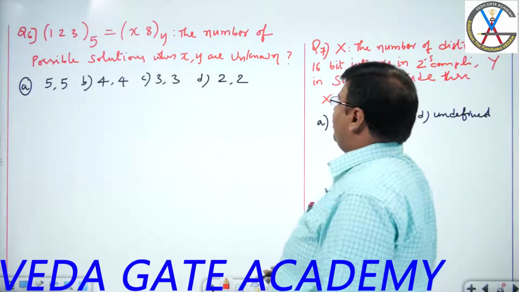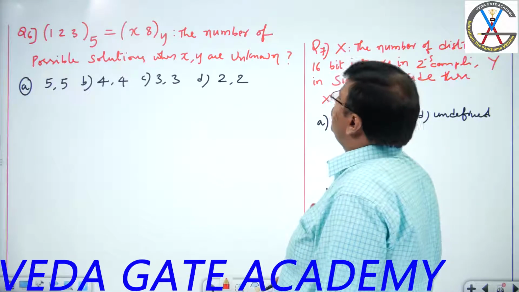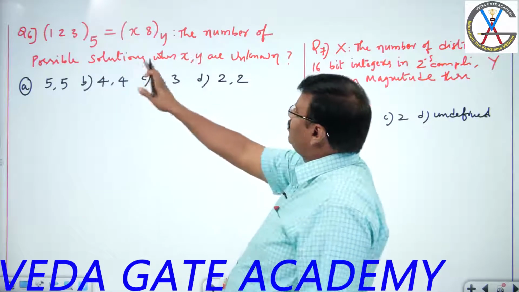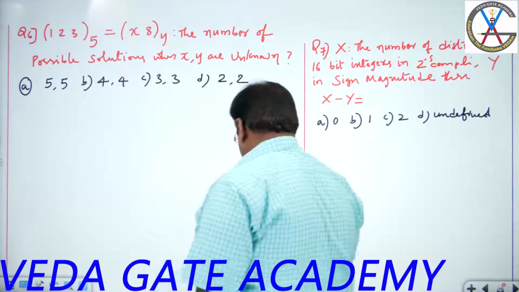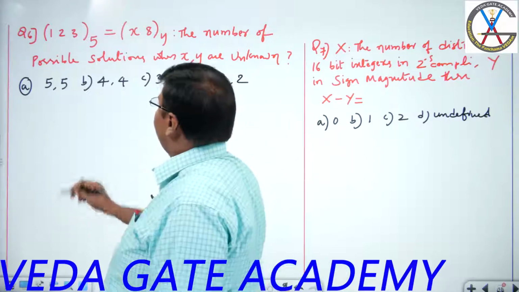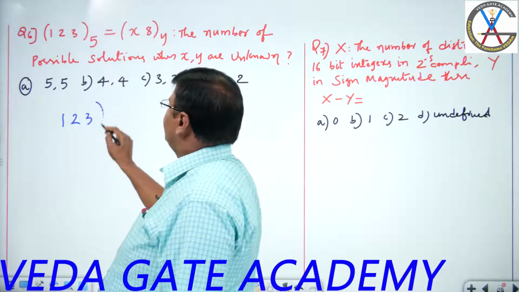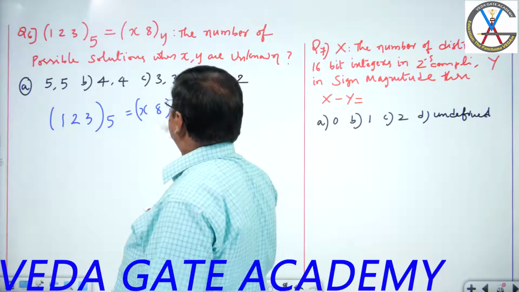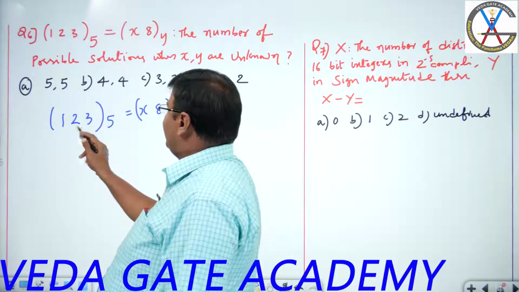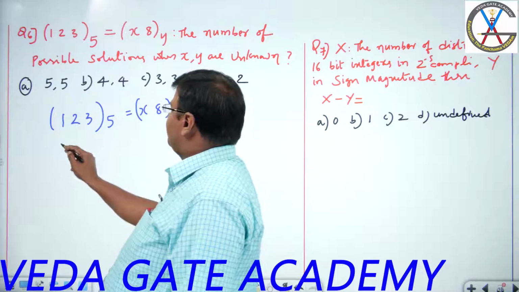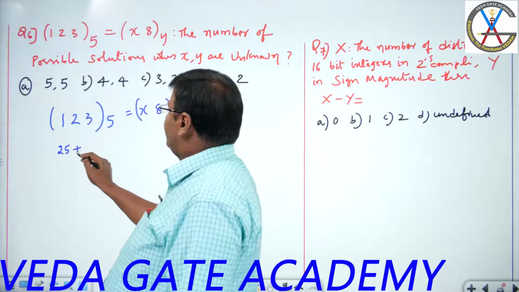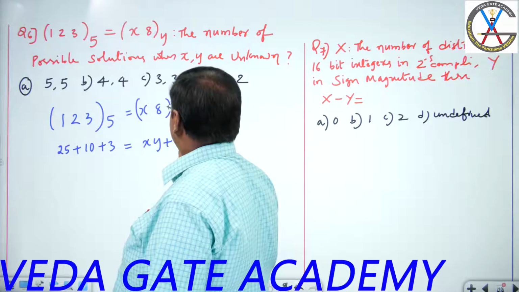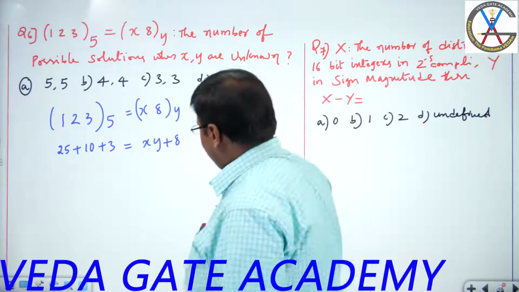1, 2, 3 base 5, x8 base 5. Number of possible solutions when xy are unknown. Yeah. Let me take the number. 5 square is 25, 2 fives are 10, plus 3 is equal to xy plus 8. So xy plus 8 equal to 38.